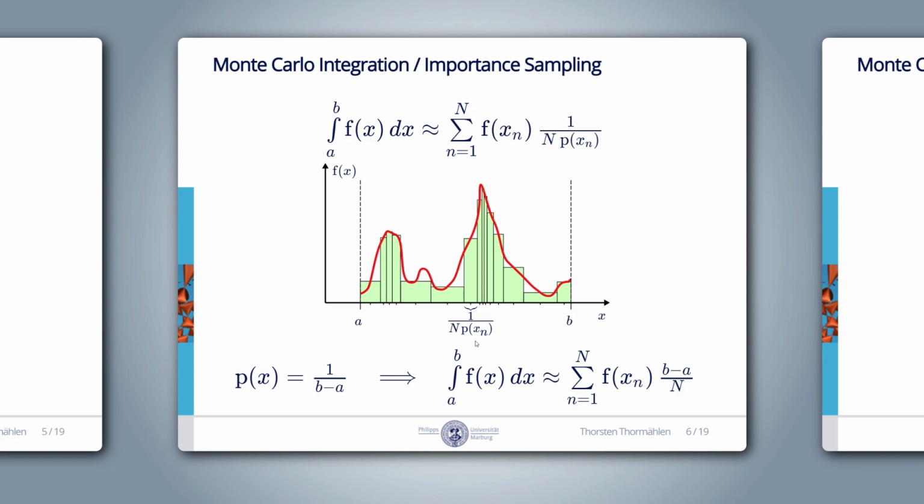The probability density function of a uniform distribution in the interval from a to b is 1 divided by b minus a. If we put this into the importance sampling equation, we see that for a uniform distribution the formula looks exactly the same as for the Riemann sum. However, now it is evaluated at random locations and not at regular steps.